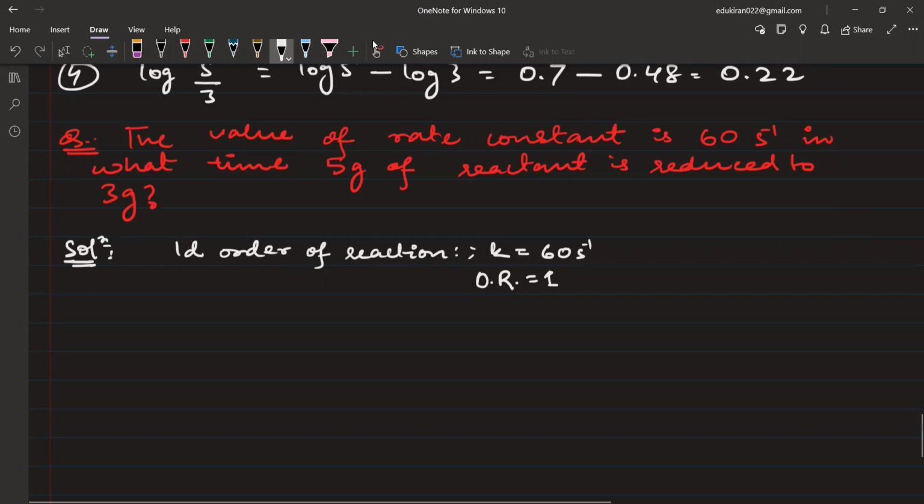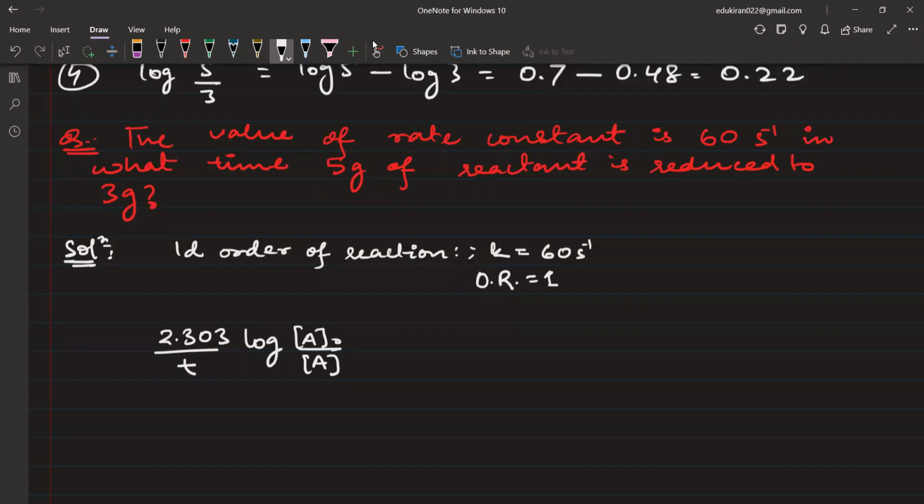k is equal to 2.303 by t, log of initial concentration A naught by A. Okay, this is the first order rate equation.